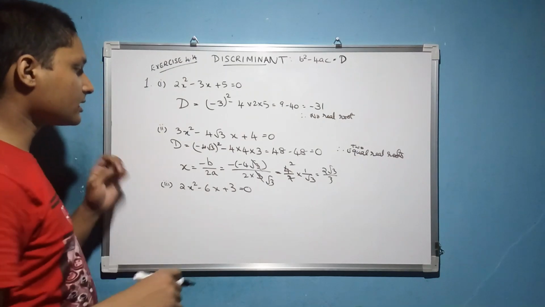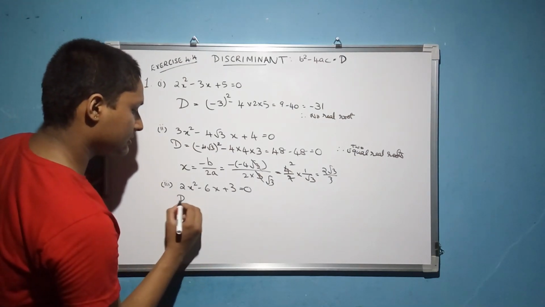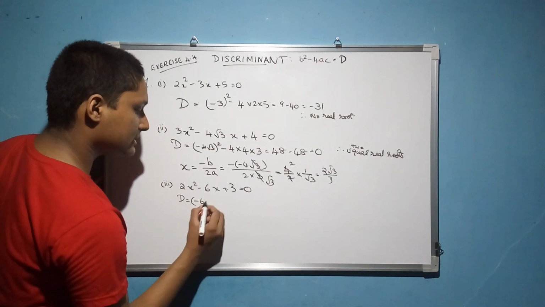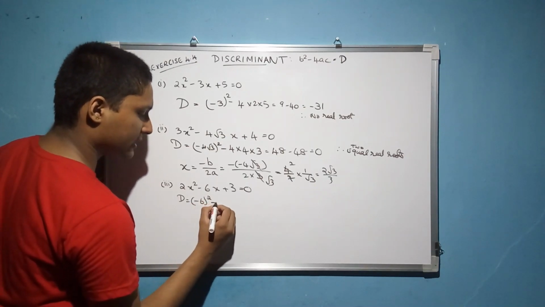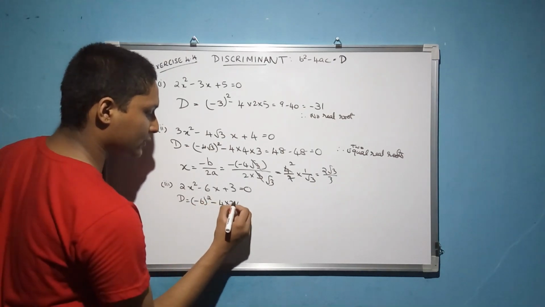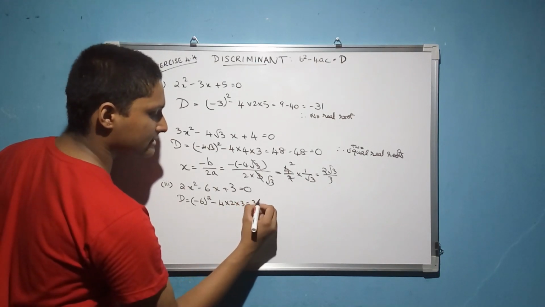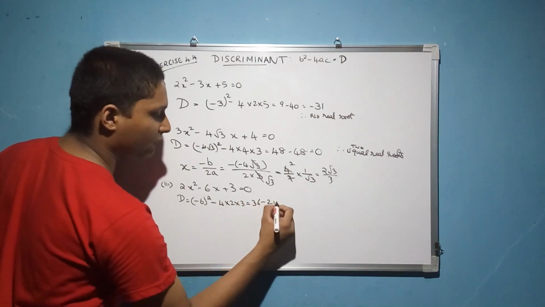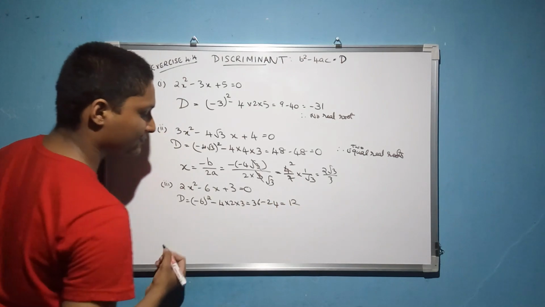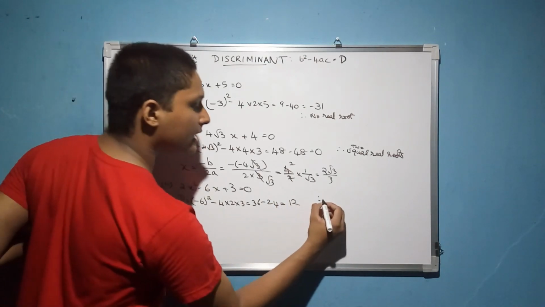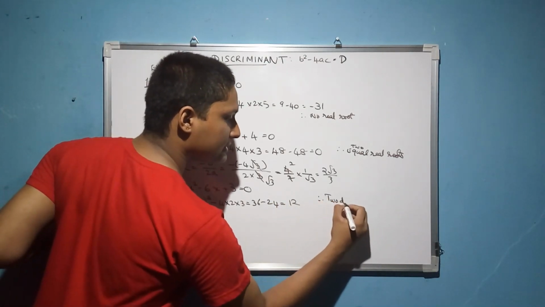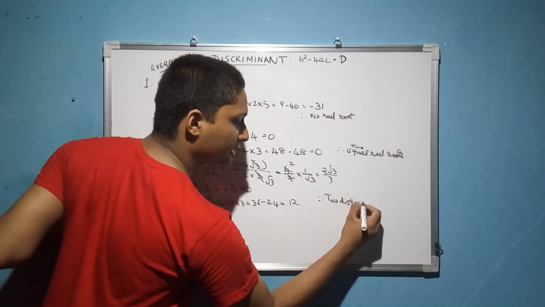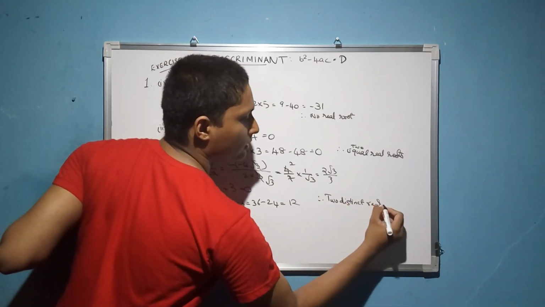Again we are finding the discriminant. Discriminant is equal to (minus 6) whole square minus 4 into 2 into 3. That is 36 minus 8 into 3, which is 24. Therefore it is going to be 12.